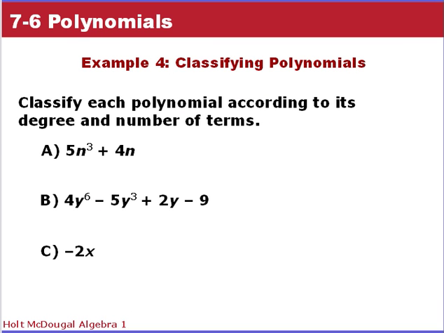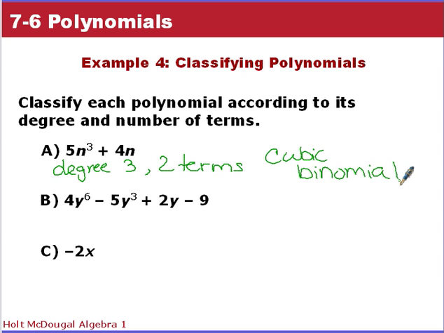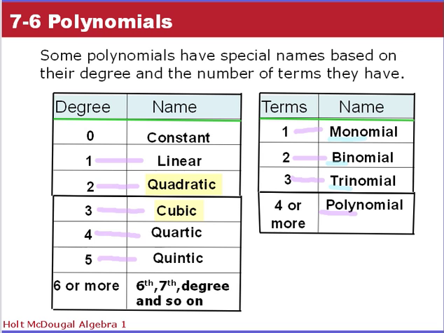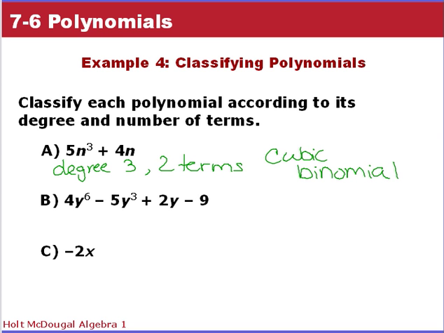So here, what we want to do is classify each polynomial according to its degree and the number of terms it has. So this one's going to have degree 3, and it has 2 terms. So this one's going to be classified as a cubic binomial. So you're going to be picking one from each of these 2 columns. Pick one degree from here and the name based on the degree, and match it up.